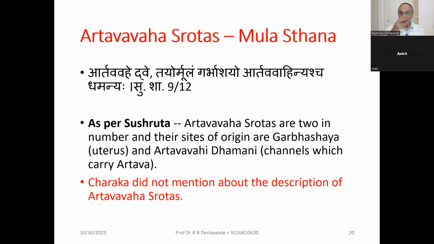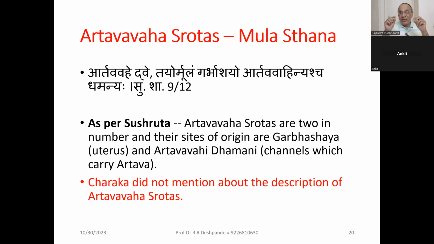We have discussed already in the Stri Roga Prasuti Tantra subject. Please check my videos. Stri Roga Prasuti Tantra subjects, check my videos. There in the first lectures I have explained about Raja and Artava. Artava is ovum, O-V-U-M, Stri Bija, female gamete. And Raja is a menstrual discharge.